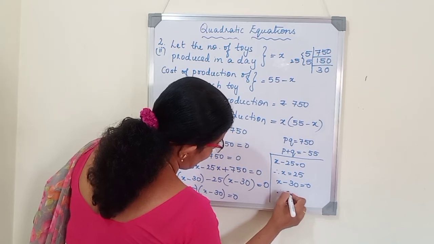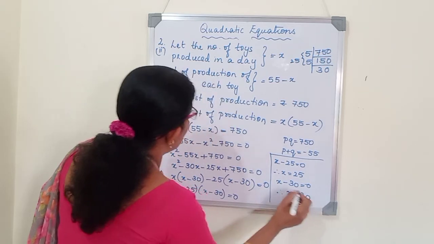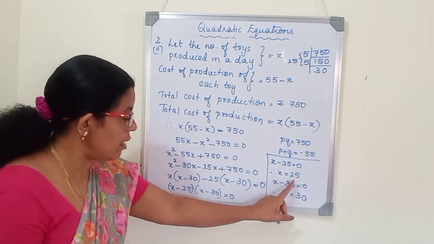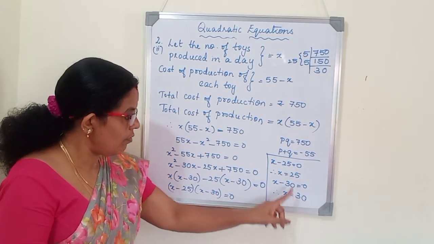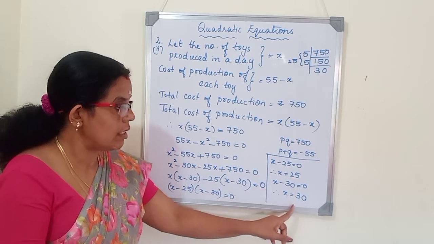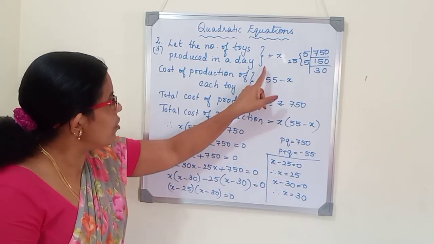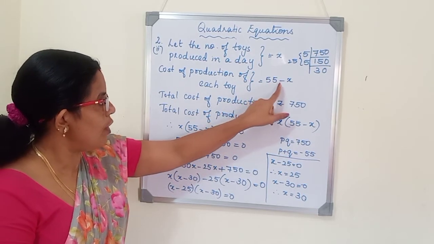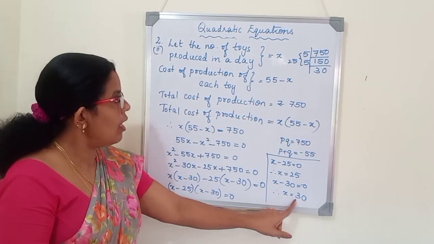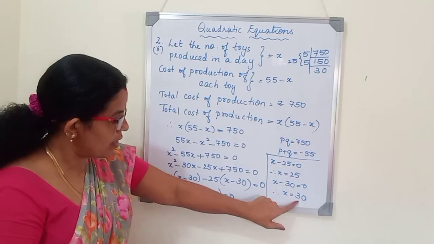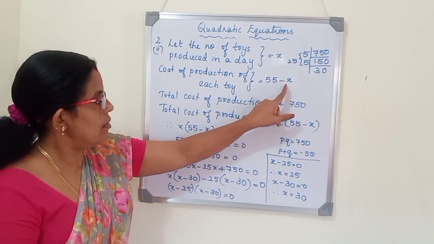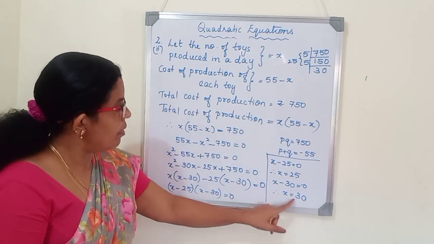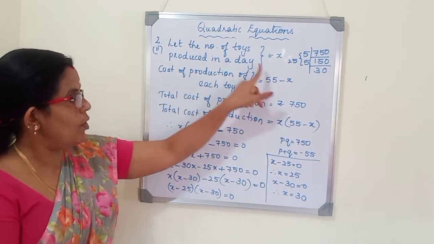So the question is how many toys are produced in a day? As both numbers are positive, we can say 25 and 30. If 25 toys are produced in a day, the cost of production of each toy will be 55 minus 25, which is 30. And if we consider 30 toys, 55 minus 30 gives 25. So both numbers can be considered as the number of toys produced in a day.